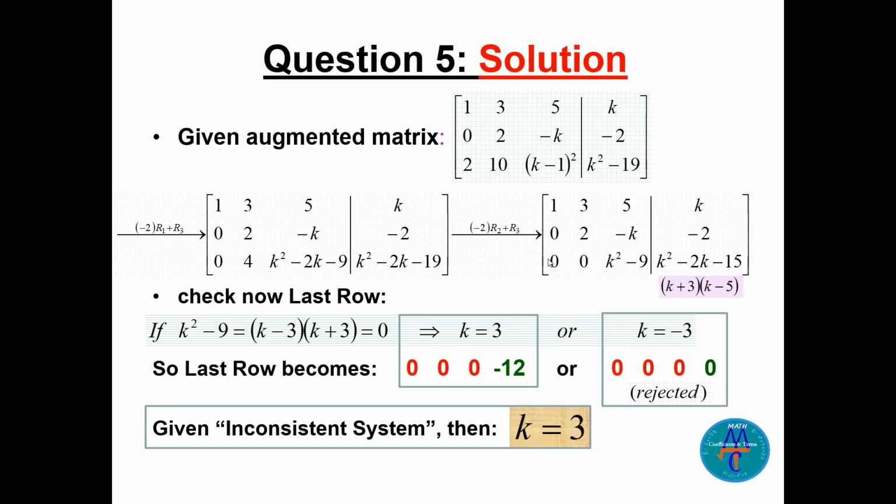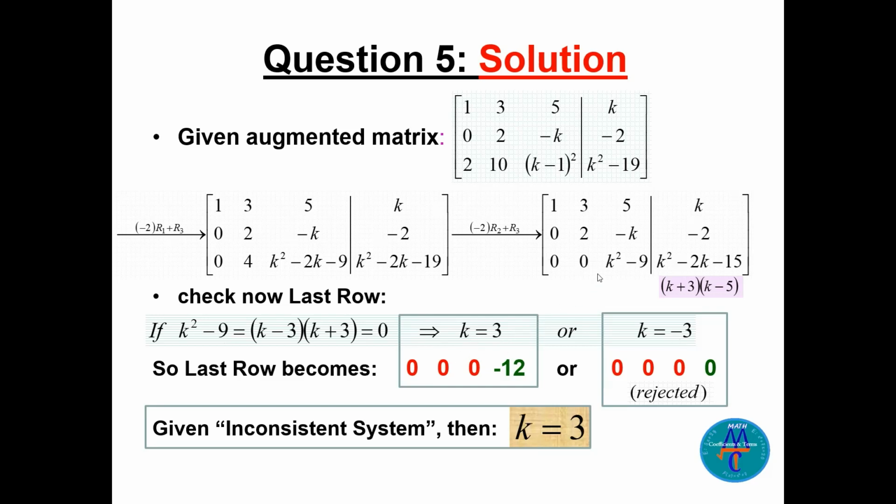Now, check now the last row. We must have 0, 0, 0. See, the condition in the question is it should be inconsistent. So 0, 0, 0, and then a number here. So I take k squared minus 9 is equal to 0. I factor it. K minus 3, k plus 3. So k can be 3 or k can be minus 3. I have to check each one.